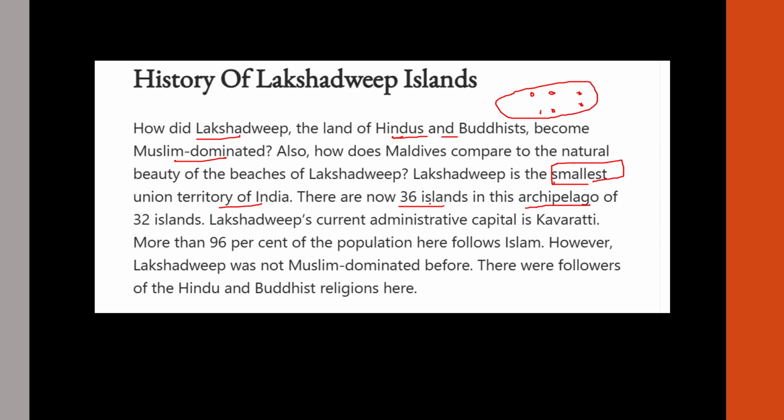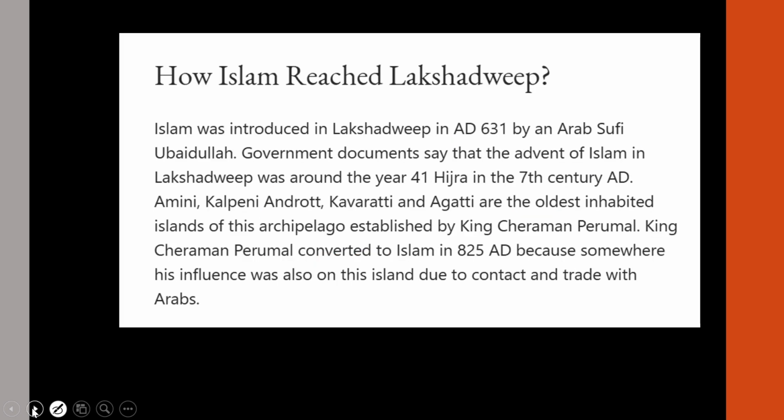Obviously, as a union territory, it is governed by one person, appointed by the president. Lakshadweep's current administrative capital is Kavaratti. Very important point here: more than 96% of the Lakshadweep population follows Islam. However, once upon a time, Lakshadweep was not Muslim dominated. The island also used to have inhabitants who followed Hindu and Buddhist religions. So some important facts we have seen. Let us now go ahead with why this island became Muslim dominated.